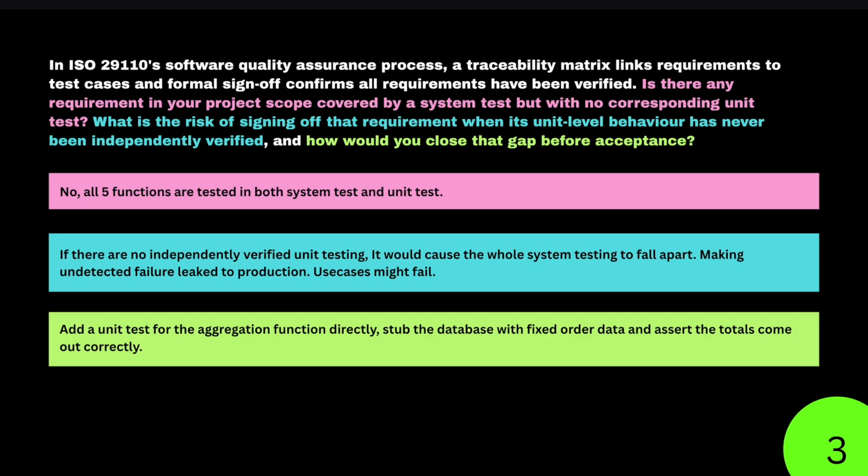Next, what is the risk of signing off that requirement when its unit level behavior has never been independently verified? So if there are no independently verified unit tests, it would cause the whole system testing to fall apart, making undetected failures lead to production, and use cases might fail as well. Lastly, how would you close that gap before execution? Just add a unit test for the aggregation function directly, stub the database with fixed order data, and assert the total comes out correctly.